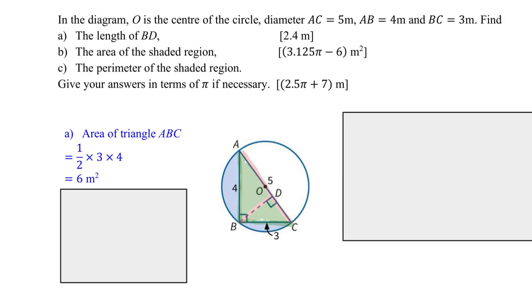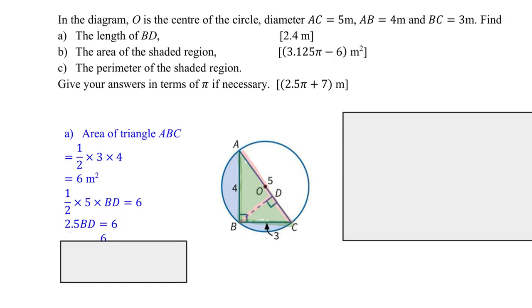and that will allow me to form this equation: half times 5 times BD equals 6. And therefore, I just need to slowly solve this equation to get this. And my BD will be equal to 2.4 meters. That will be for part A, where we are required to find BD.